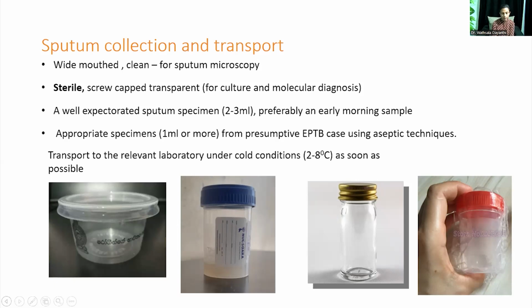You can send samples in these containers for sputum microscopy, but please remember, if you want to do GeneXpert or molecular test or culture, you have to send in sterile containers. We can't perform those tests when sent in these first two containers, and that applies the same to both sputum and extrapulmonary samples. And the important thing is, if there's a delay in transport, for TB samples you have to refrigerate at 2 to 8 Celsius.